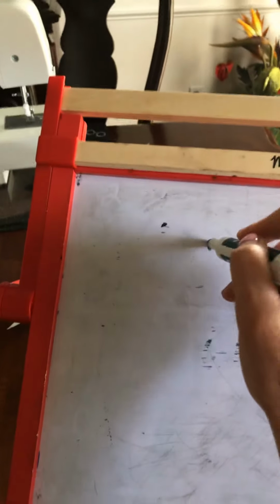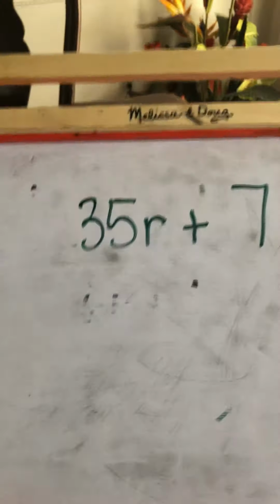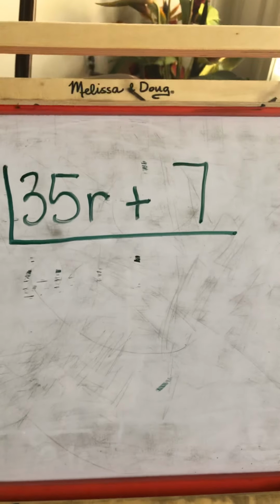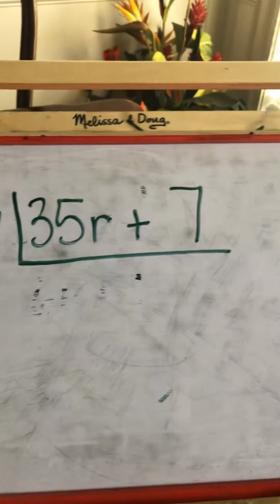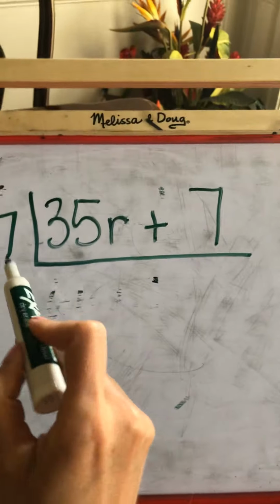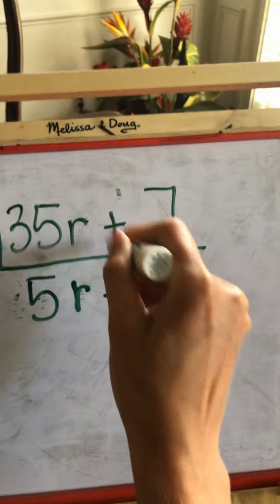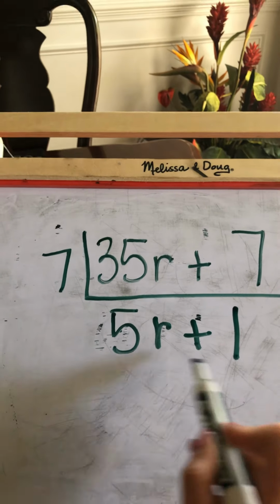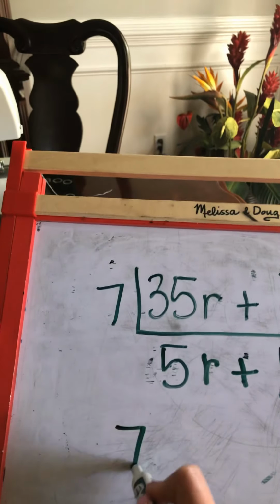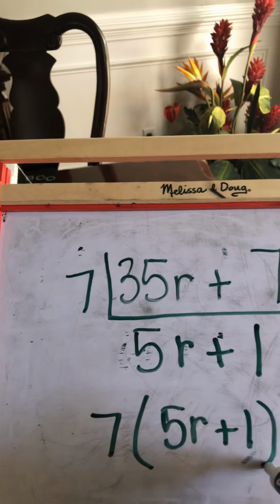All right, so let's say I have 35R plus 7. So again, to factor it out, I'm just going to put it in my little ladder. What factor do 35 and 7 have in common? 7. So I've got 7 on the outside there, and I'm just going to divide. 7 goes into 35, 5. I'm going to keep my R with it, drop my addition sign down, and then 7 goes into 7 one time. So I can't factor these anymore. So 7 is my outside number, and then these 5R plus 1 go on the inside.